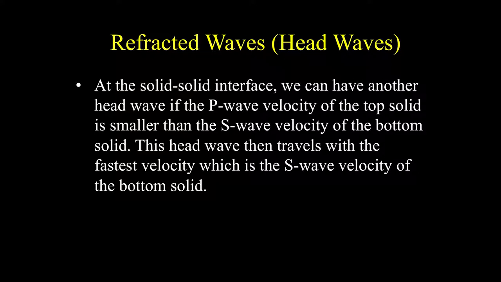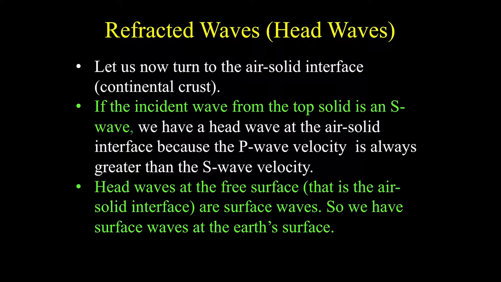Let's now turn to the air-solid interface, or continental crust. If the incident wave from the top solid is an S wave, we have a head wave at the air-solid interface because the P wave velocity is always greater than the S wave velocity. Head waves at the free surface, that is, the air-solid interface, are surface waves. So we have surface waves at the Earth's surface.